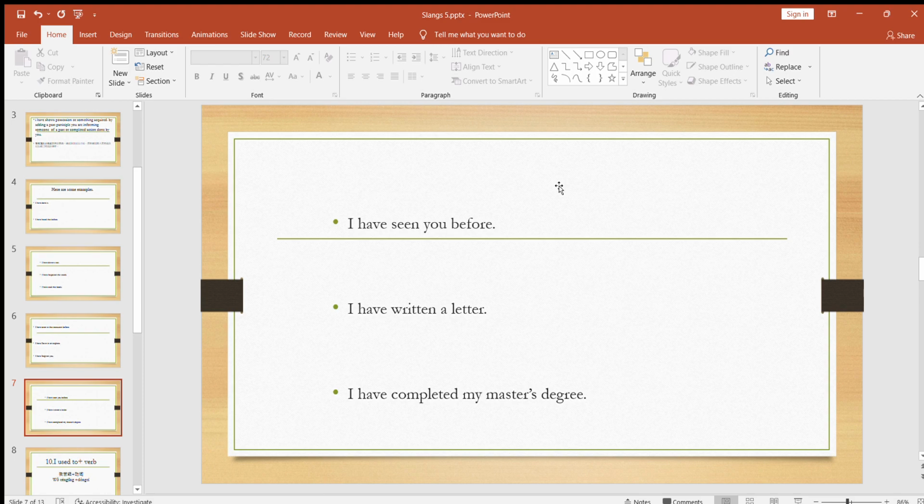Let's move on to the next slang. I hope this one is easy. Just using past participle or third form of verb with I have, and you are talking about an action that you have already done, or some work that you have already finished or completed.